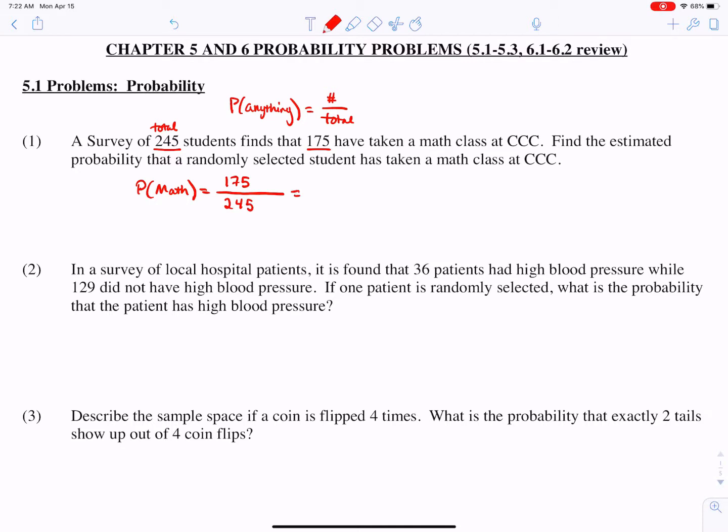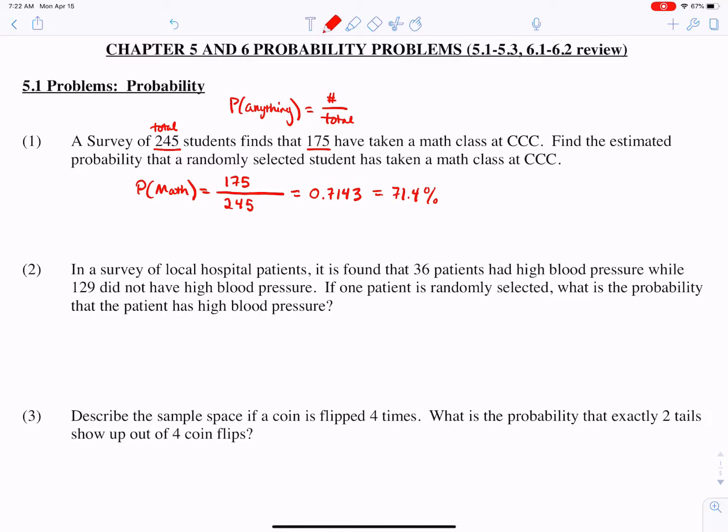Which, if you convert that to decimal, it is 0.7143, rounded off at 4 places. Now, you could also call that 71.4%, if you like. And that's it. In that problem, we actually just had to figure out the number of people that had this characteristic, taking a math class, and divide by the total number of people that were in the survey, 245.